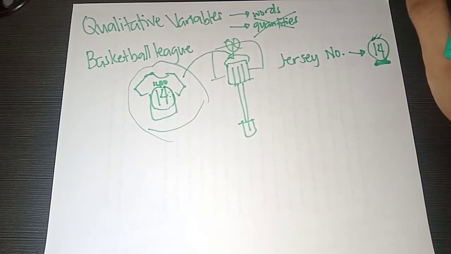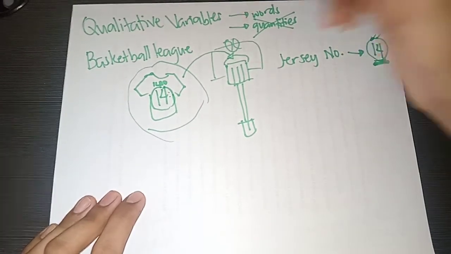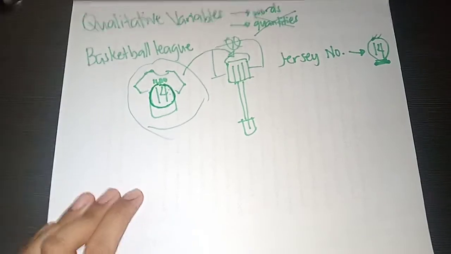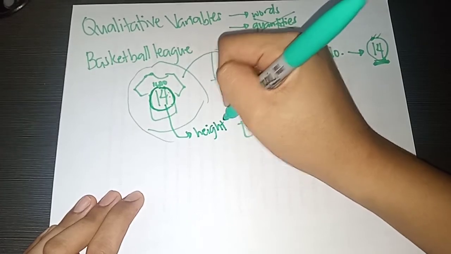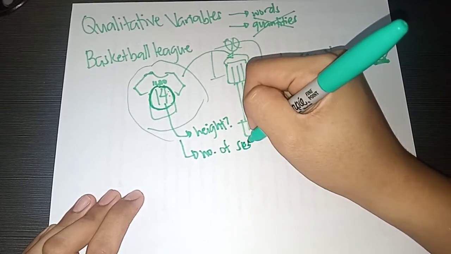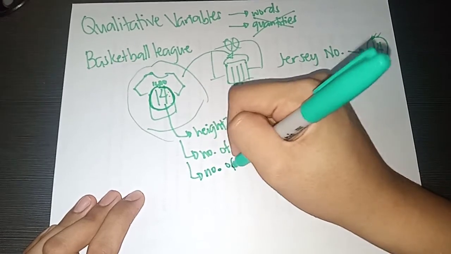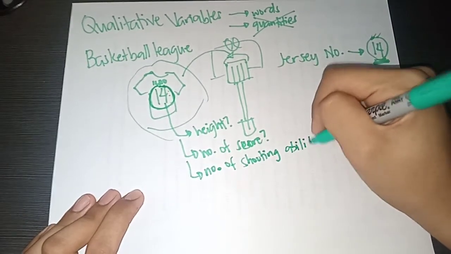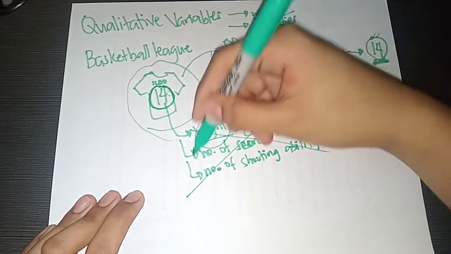Let's take a look at this one. Let's say the number 14 in the jersey of a certain basketball player: can we say that it measures the height? Can we say that it measures the number of scores? Can we say that it measures shooting ability? Obviously, the answer is no. It cannot measure these things.